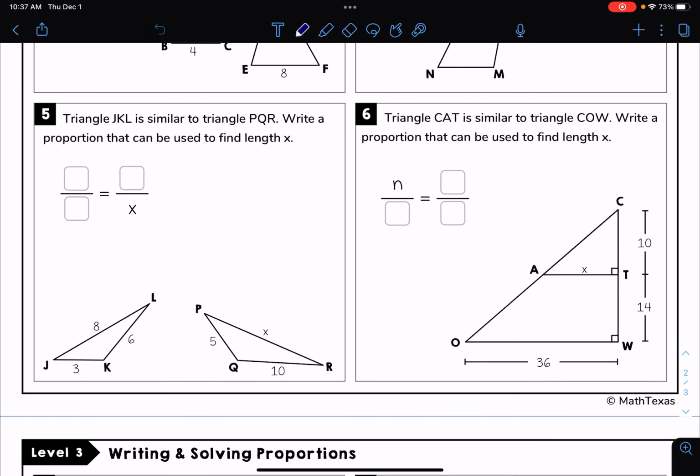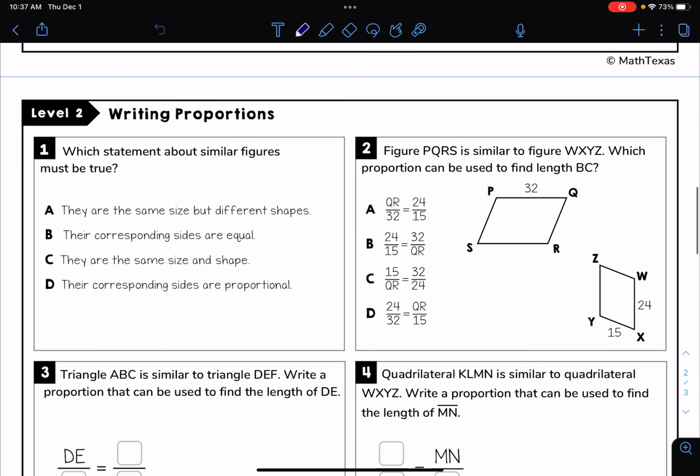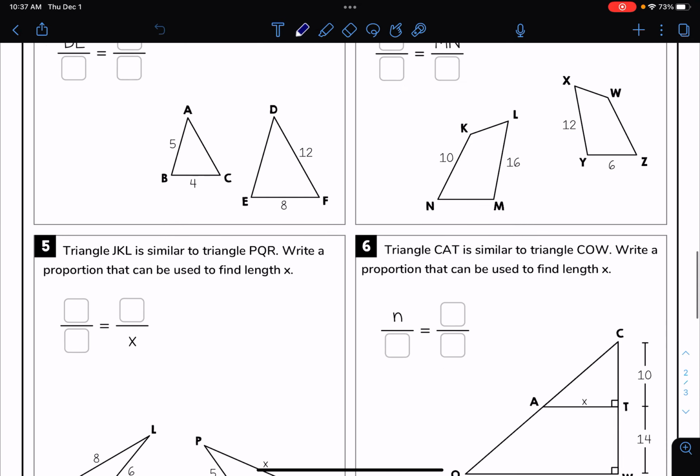All right, so let's look at number 6 from level 2. So you should start on the side where it says level 2, and we're going to go to number 6. So I'm going to help you with this one, and then you will set up the proportions for the rest. Okay.